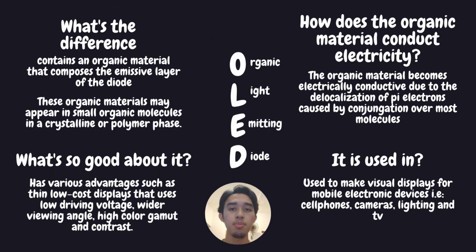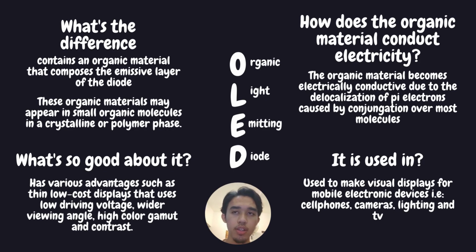Next, we will be talking about OLED, which is organic light emitting diode. What is the difference between OLED and LED? OLED contains an organic material that composes the emissive layer of the diode. These organic materials may appear as small organic molecules in a crystalline or polymer phase.